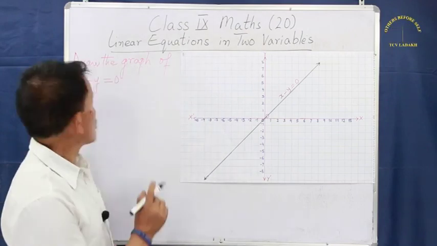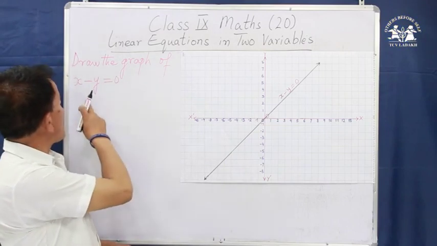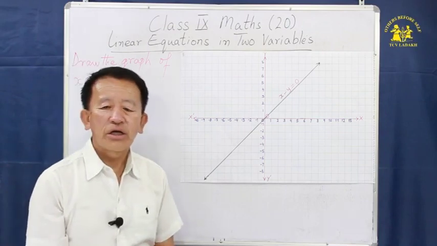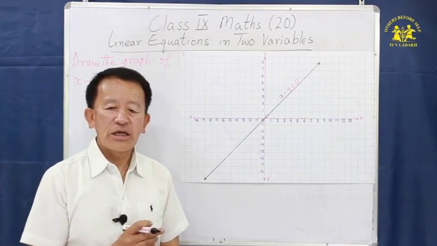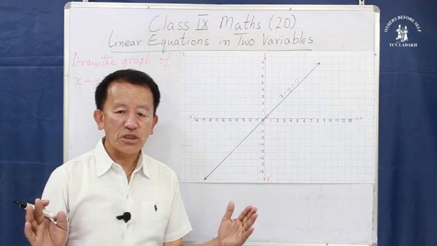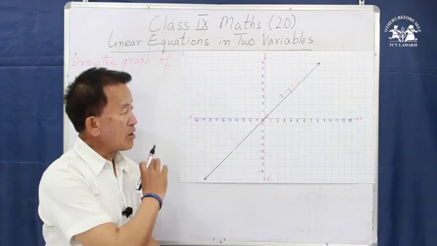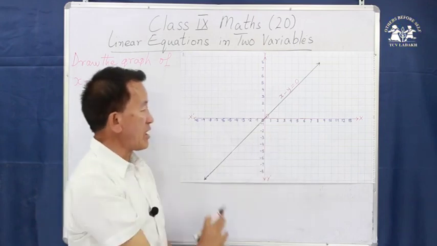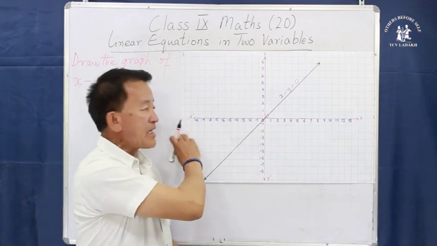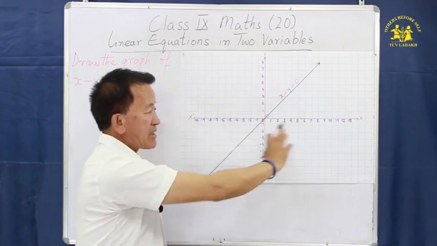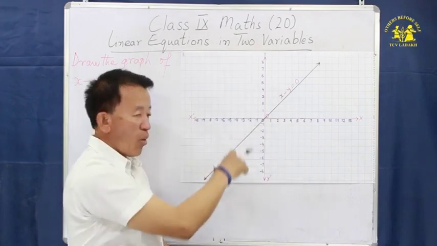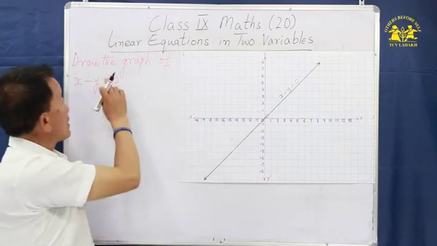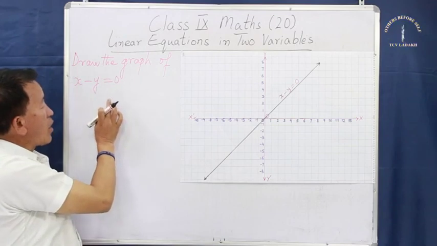Problem: draw the graph of x minus y is equal to 0. As a lesson on coordinate geometry, we draw the graph on the Cartesian plane with the coordinate axes, the x-axis and y-axis. The equation is x minus y is equal to 0.